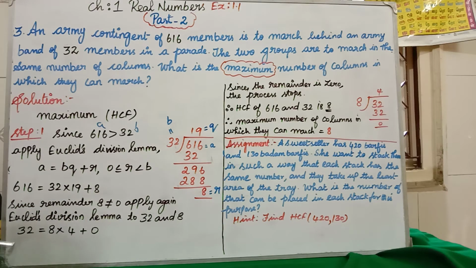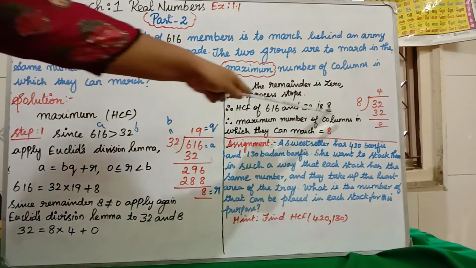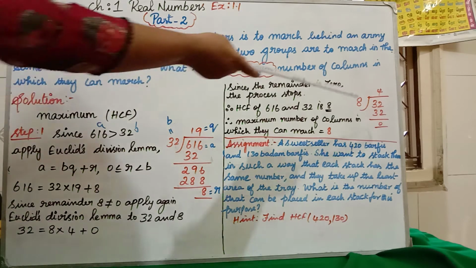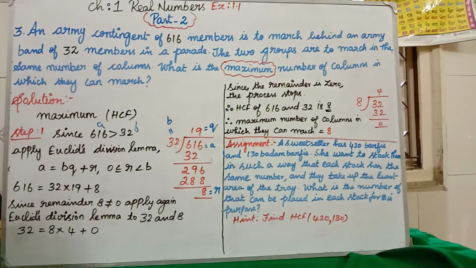Now you see, 32 is equal to, on this side I have done the division. If you divide 32 by 8, how many times will it come? 8 fours are 32. So in the quotient I have written 4, the dividend is 32, our divisor is 8, and our remainder is 0. So I have written 32 equals 8 into 4 plus 0. 8 is the divisor, 4 is the quotient, 0 is the remainder, and 32 is the dividend, according to Euclid's division lemma.